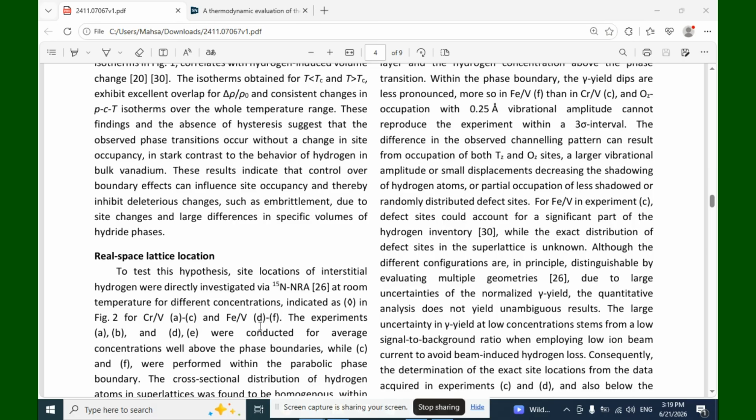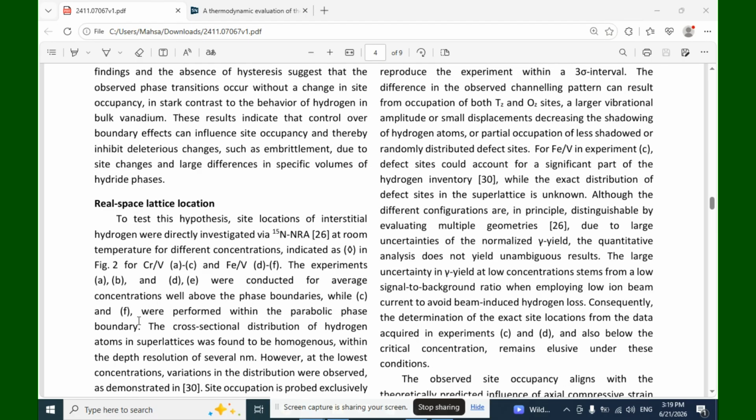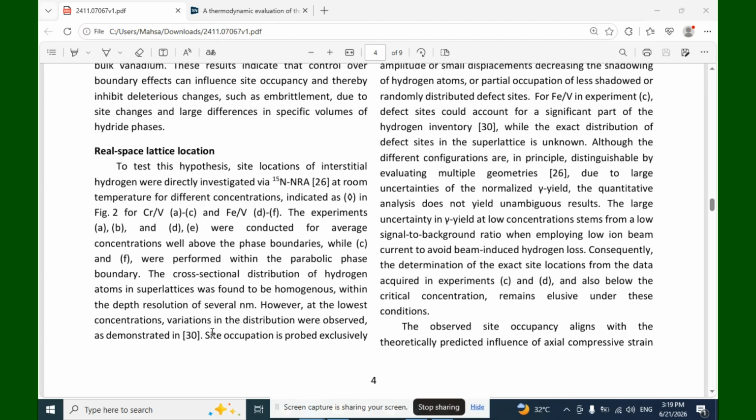These experiments were conducted for average concentrations well above the phase boundaries, while C and F were performed within the parabolic phase boundary. The cross-sectional distribution of hydrogen atoms in the superlattices was found to be homogeneous within the depth resolution of several nanometers. However, at the lowest concentrations, variations in the distribution were observed, as demonstrated in reference 30.